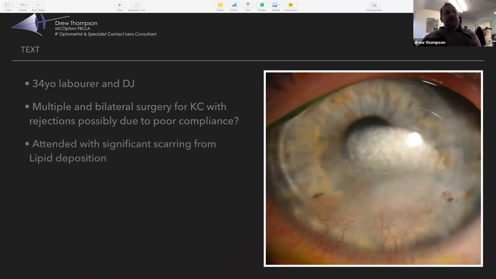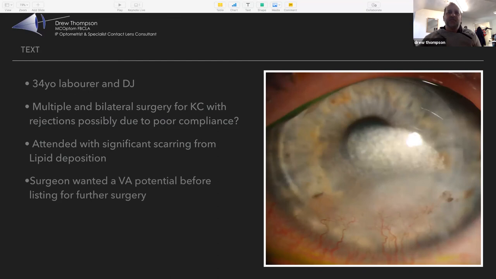He sat down in my chair and I thought, I'm not going to get anything out of this chap. He's not going to be able to see anything. But we gave it a go. The surgeon wanted to find out if he could see anything before he waded in with a surgical knife. And we actually got 6-9 with a meniscal lens, which I was amazed about. And that meant that he didn't have to go under the knife for at least a while.